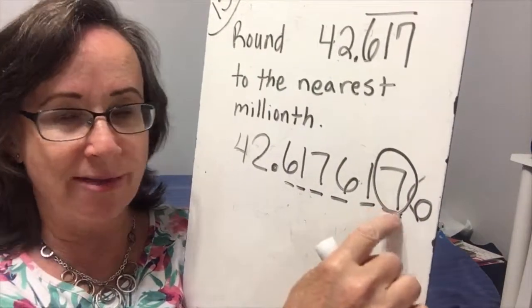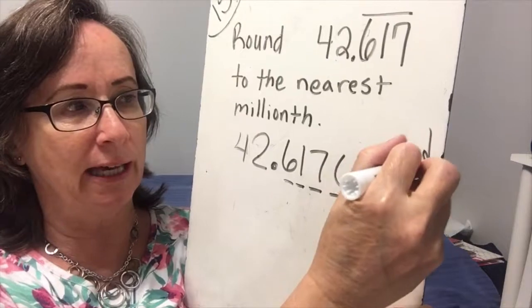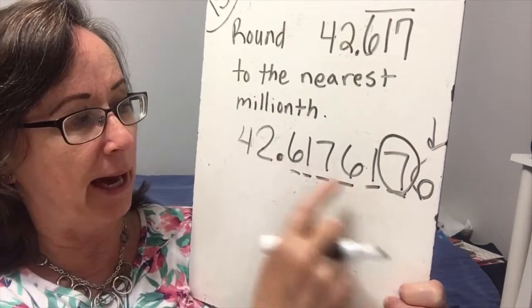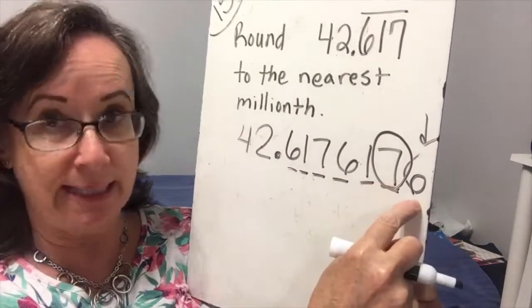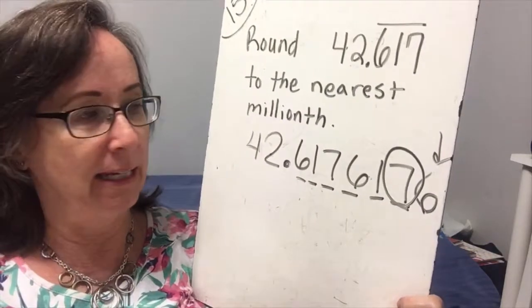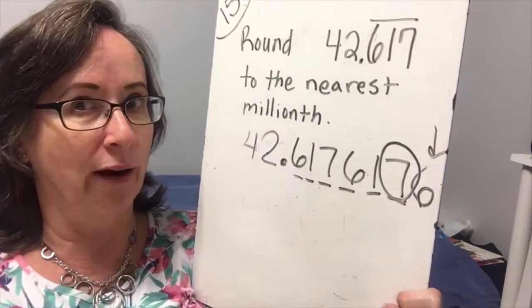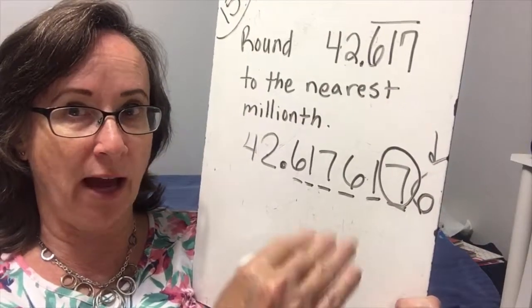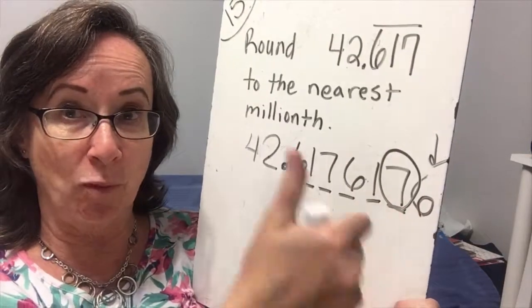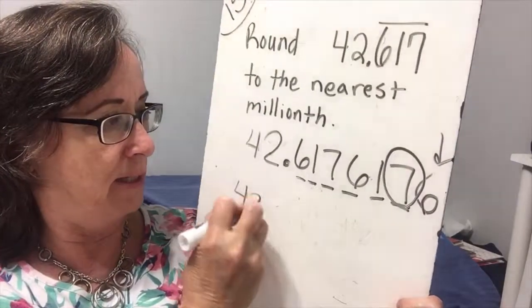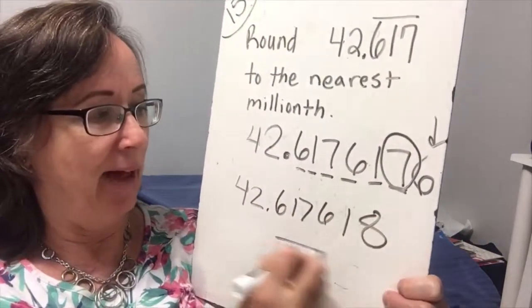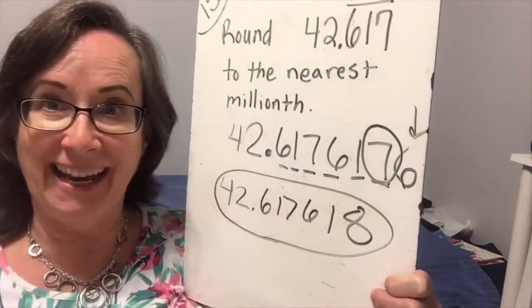I'm going to round to that place, but I'm going to have to look at the number that comes after that place. So I continue my repeating pattern, 617, 617, 6, until I have one digit more than I need. And then I say, okay, the 6 is greater than a 5. Remember, it's 5 or greater. This one is bigger than a 5, so that means this one is going to get bumped up 1, and I'm going to have 42.617618, and that would be my rounded answer.